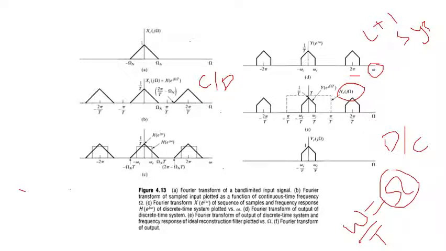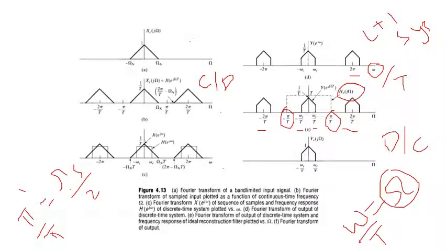We have to get this capital omega, so we need to divide this by t. So divide by t, and this divide by t, this divide by t, and then this filter has a cutoff of minus pi by t to pi by t, and we know that pi by t is equal to half of the sampling, and the filter gain is t.